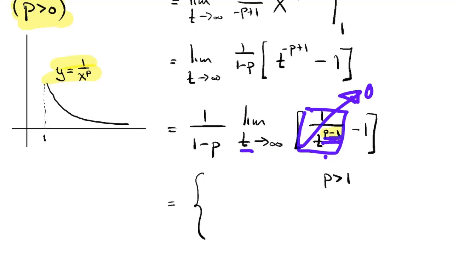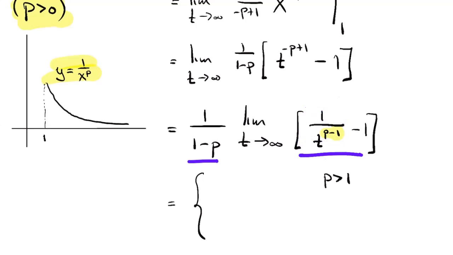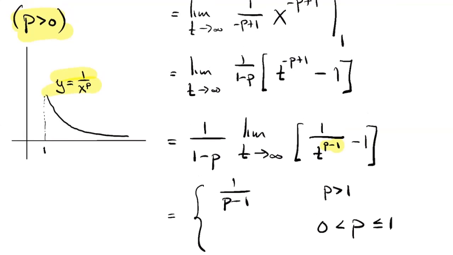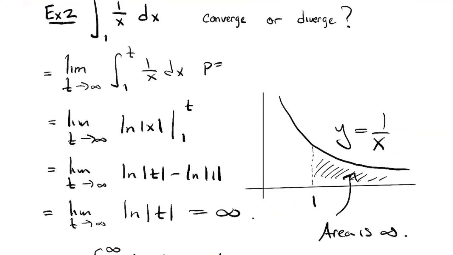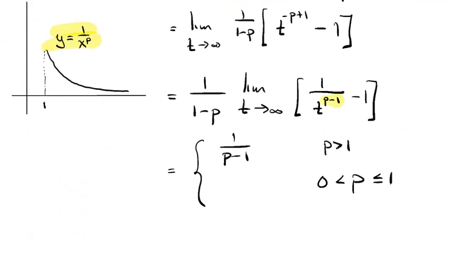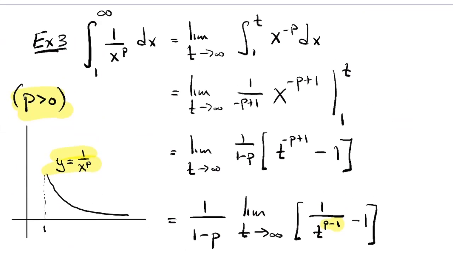If that term goes to 0, then what do I end up getting? 1 over 1 minus p times negative 1. So in that case, the limit is going to be 1 over p minus 1. The order changed because I'm multiplying by negative 1. We already said p is positive. If it's less than or equal to 1, well, first of all, if p equals 1, we answered that up here. This is the case p equals 1, and we know that the thing diverged. My argument here depends on p not being equal to 1, because that's a different case with the logarithm.